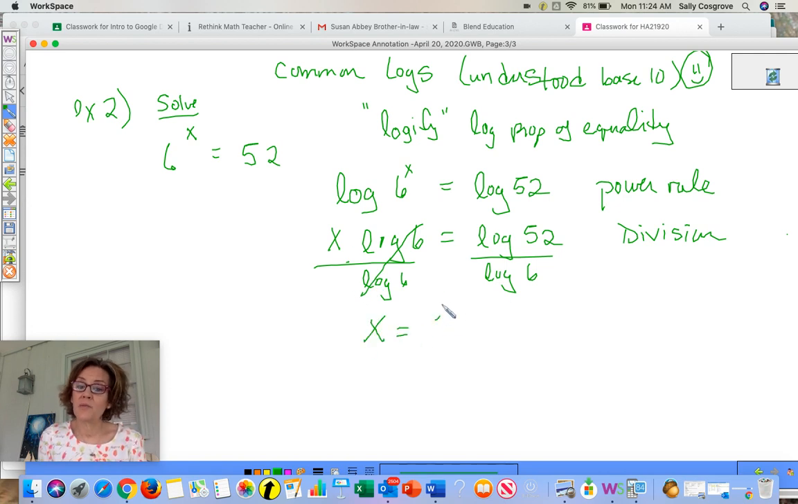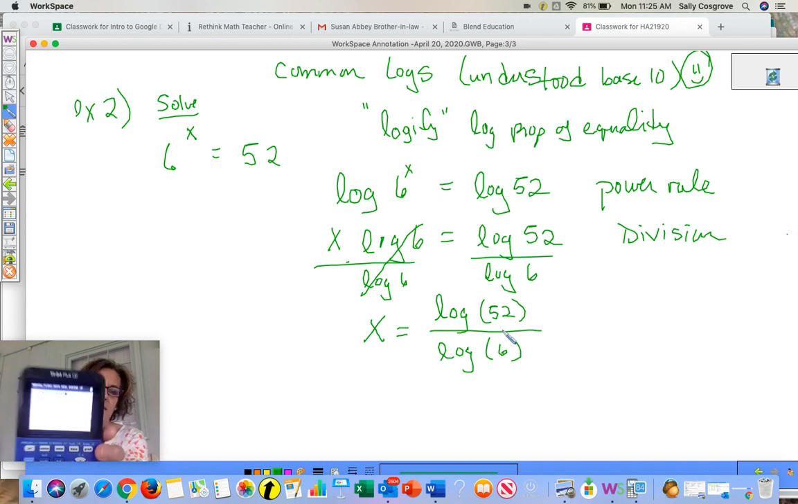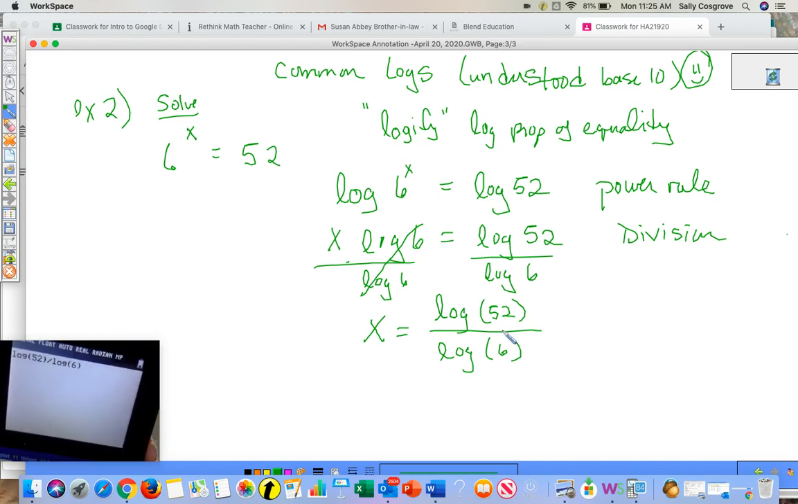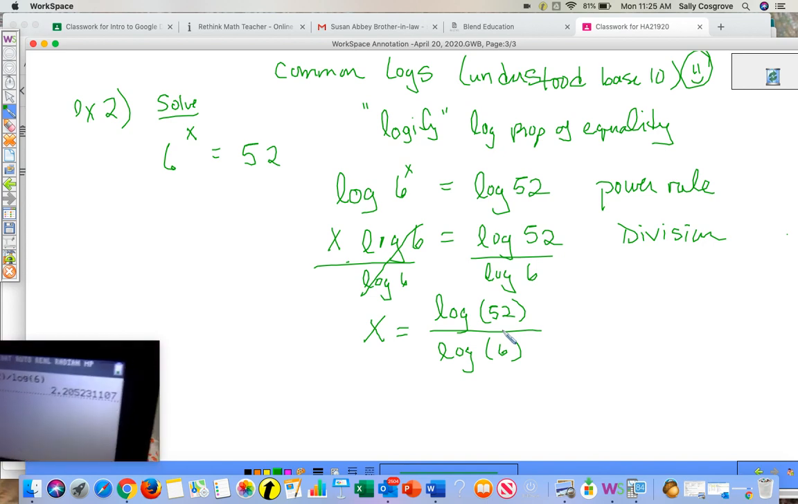And now I'm going to use my calculator. The log of 52, close parentheses, divided by the log of 6. Again, it's very important that you close your parentheses, then hit divide, then do log of 6, then close your parentheses. It's very important that you close out the argument before you hit the division sign. And I hit enter, and this is what my calculator says.